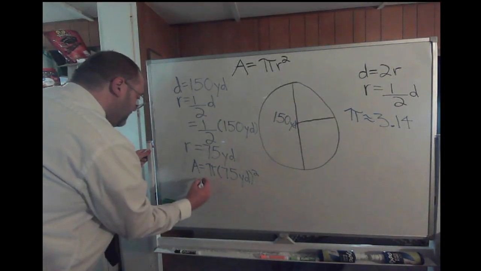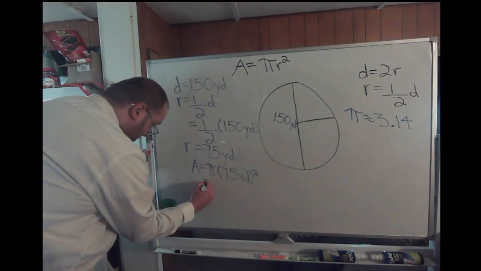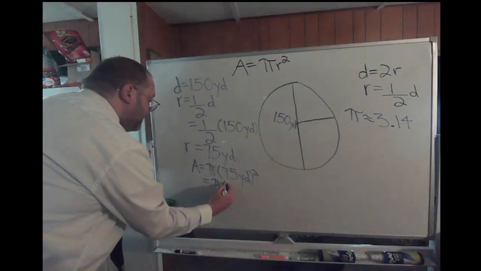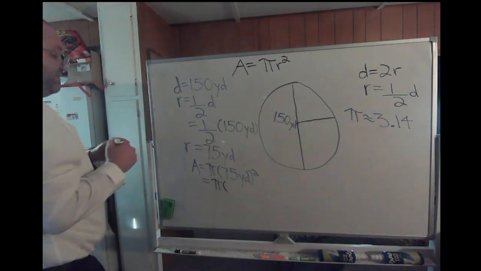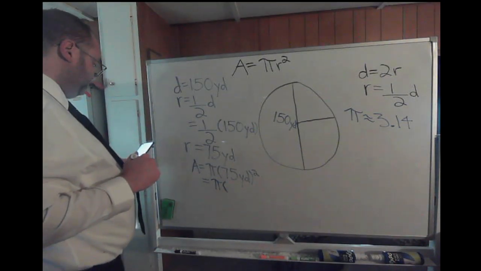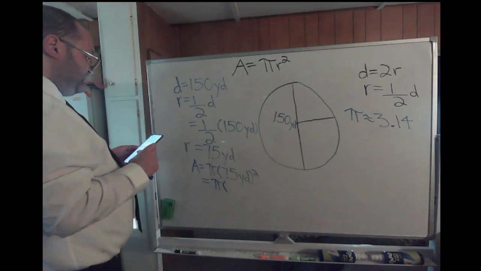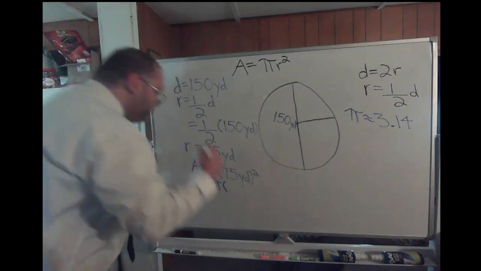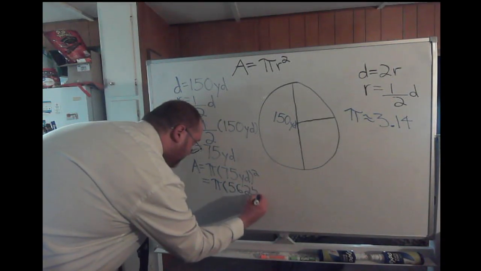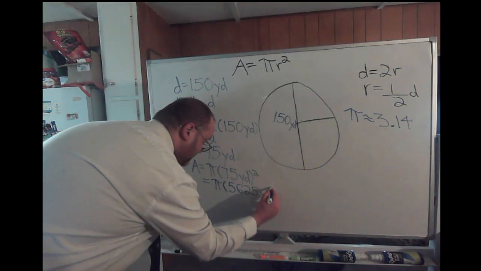Well, order of operations dictates we do the exponents first, so you'll have pi on the outside of the parentheses. Now offhand, I am not sure what 75 to the second power is, so I'm going to find that out. That's 5,625. So you'll have pi times 5,625. Then you have yards to the second power. Well, that's just what it would be, square yards.